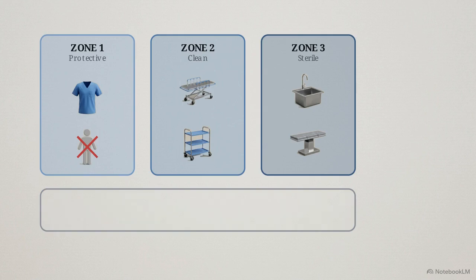At the center lies Zone 3, the sterile zone. This encompasses the scrub area and the main operation theater itself. The access rules here are absolute. Only authorized staff with fully sterile surgical attire may cross the threshold into this core.